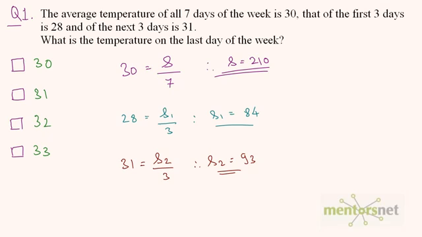So we can write the complete sum as S equals S1 plus S2 plus the temperature on the last day. Let's name it as T. So S, which is 210, equals S1, which is 84, plus S2, which is 93, plus T. If you solve this, T will be equal to 33.